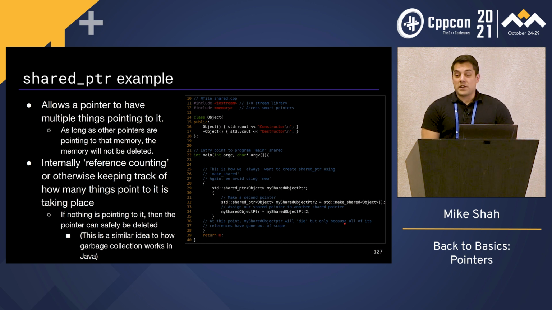The second type of smart pointer is what's known as a shared pointer. And this allows pointers to have multiple things pointing to it. And as long as the other pointers are pointing to that memory, the memory won't be deleted. So this means if we try to use something after it's been freed, for example, well, if there are still references or other things that are pointing to that pointer, that's okay. Our memory won't be reclaimed. Okay, so internally, this is the idea of a reference count or a use count. And with the shared pointer, you can actually, through one of the member functions, see how many times it's being used. I think it's .use_count, and you can print that out.